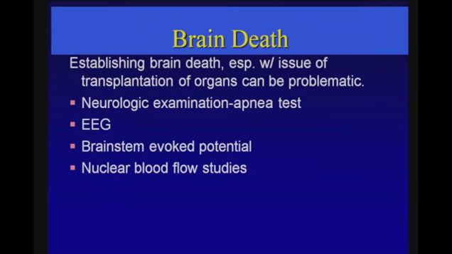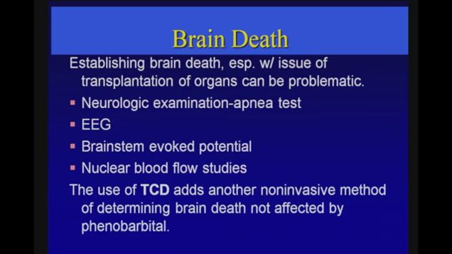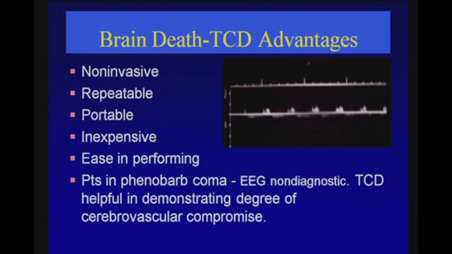So establishing brain death can be problematic, and we have apnea tests, EEG, brainstem evoked potentials, nuclear blood flow studies that all can be used to help the clinician determine brain death. TCD can add another non-invasive method of determining brain death, and it is not affected by phenobarbital. So it's non-invasive, repeatable, portable, inexpensive, easy to perform.